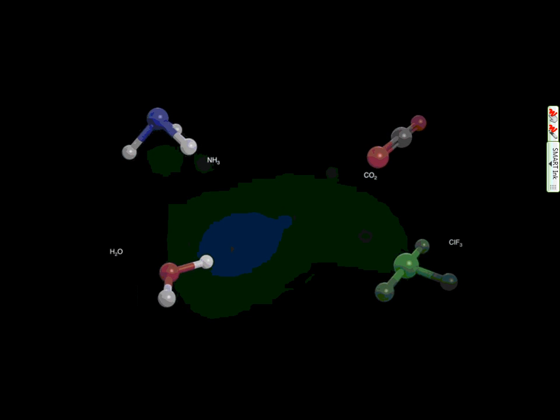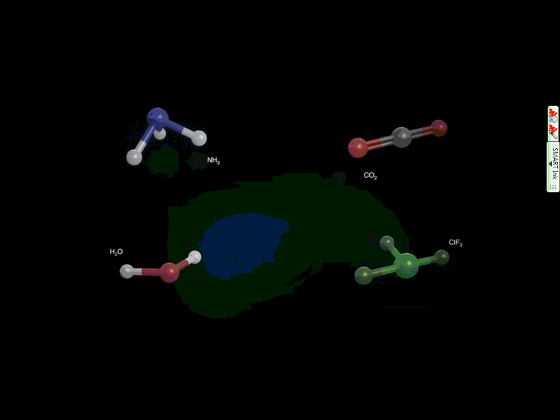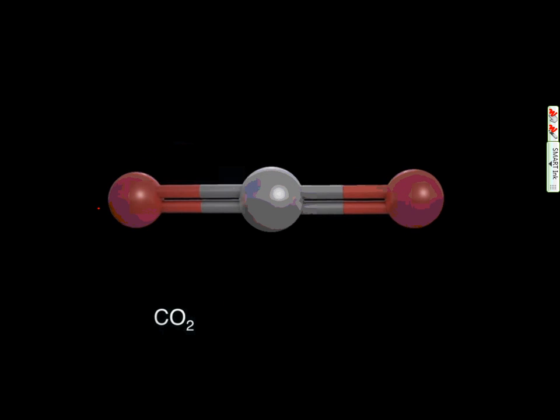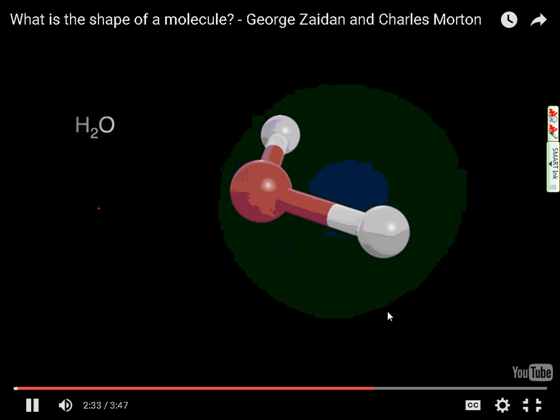Now, depending on the different atoms involved, you can actually get lots of different shapes. Ammonia, or NH3, is shaped like a pyramid. Carbon dioxide, or CO2, is a straight line. Water, H2O. What shape is that? Bent, like your elbow would be bent.